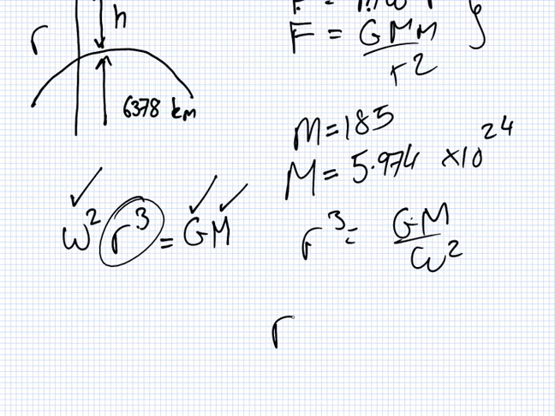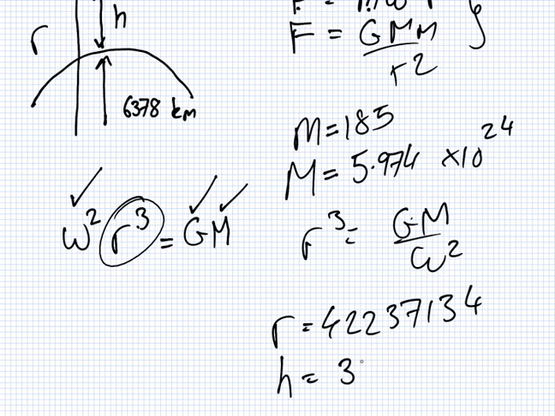So here you get R is 422371334. But that's the orbit radius, and they want the height. So what do I need to do with this number? Minus 6378000, and I got 35860 kilometers. Is that right? That seems really big. What's the answer there?